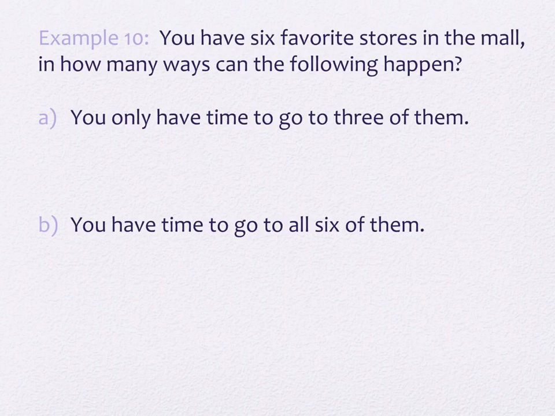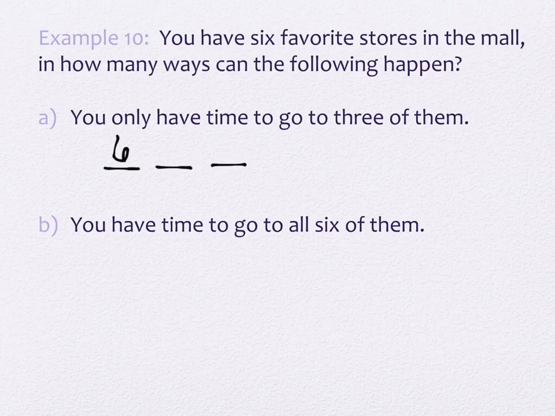So we're going to the mall. You have 6 favorite stores in the mall. And how many ways can the following happen? The first one says you have time to go to only 3 of them. Well, if you can only go to 3 of them, you only get to draw 3 lines. How many different choices do you have to go to the first place? 6. And we're not leaving and coming right back in. That doesn't make sense in context, right? I can't reuse the store.